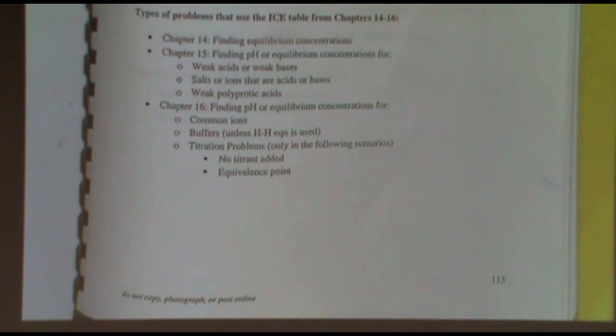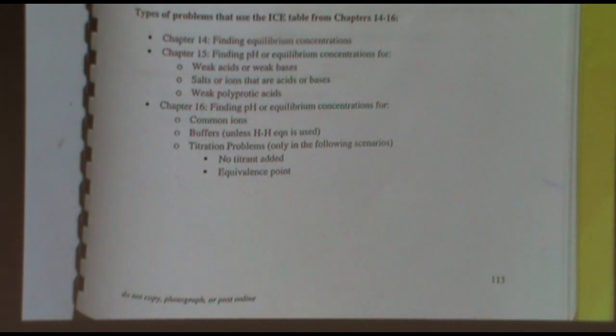So this is the chemical equilibrium chapter, if you don't have my reader. Anytime we ask for an equilibrium concentration or a partial pressure or a total pressure if we're including Kp. Sometimes it might say equilibrium pressure, but I think it would usually say partial pressure. For chapter 15, there are a couple areas. So when you're finding the pH or sometimes equilibrium concentrations for weak acids, weak bases, salts or ions that are acid or base, and then weak polyprotic acids. Those are the scenarios where you would use it there.